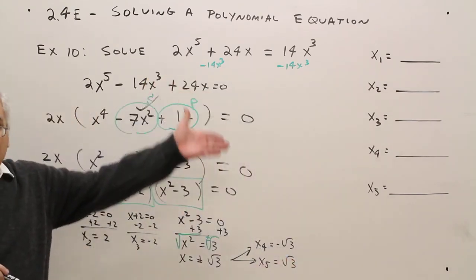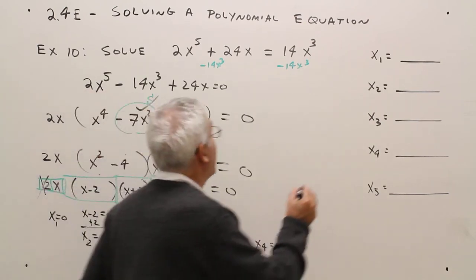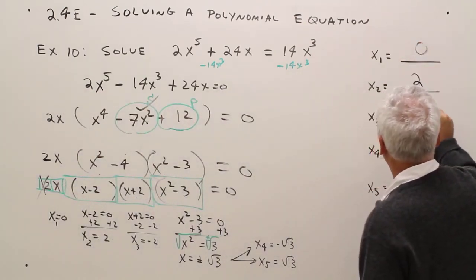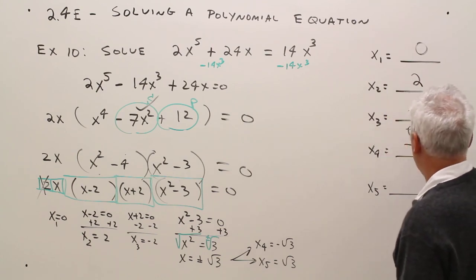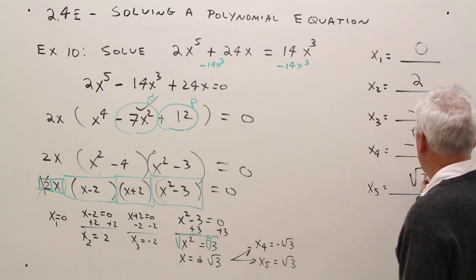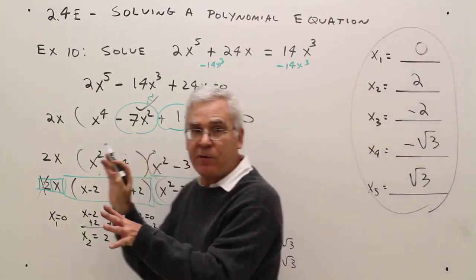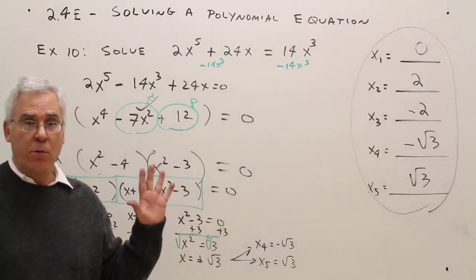And then if it were a test, you'd write them all in the answer blank. So I'll go 0, 2, negative 2, negative rad 3 and positive rad 3. And once again, this is the whole reason why we factor.